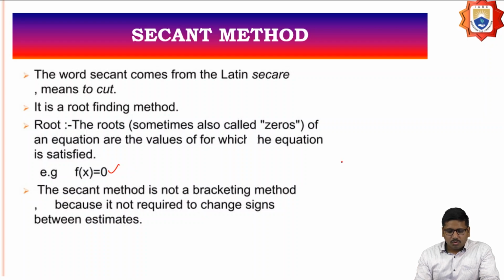And the secant method is not a bracketing method, because it is not required to change signs between the estimations. The word secant comes from the Latin word secare, which means to cut. So it is used as a root finding method, and the roots, as I said previously, are the values for which the equation is satisfied. It does not require any sign change between the estimations.